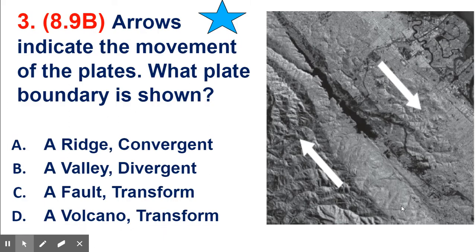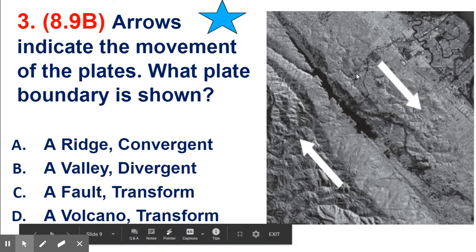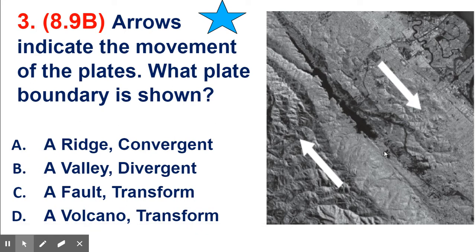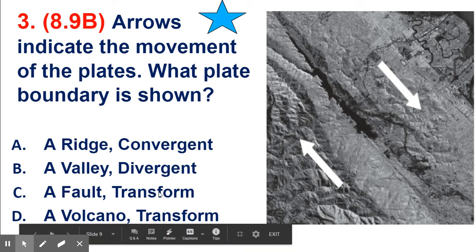Arrows indicate the movement of the plates. What plate boundary is shown? So looking at the arrows in this satellite image, you understand they are sliding past each other. So this would be a transform boundary, like the San Andreas Fault in California. So we're on a transform boundary, and the crustal formation would be a fault.